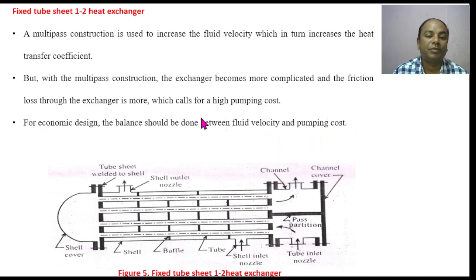So for economic design, the balance should be there between fluid velocity and pumping cost. Economically this should be best suited and cheap. If pumping cost is added, the cost of this fixed tube 1-2 heat exchanger would increase. So for economic design, there should be a balance between fluid velocity and pumping cost.